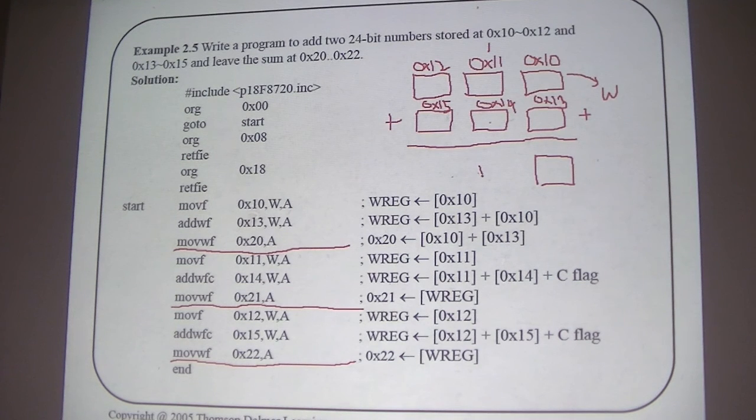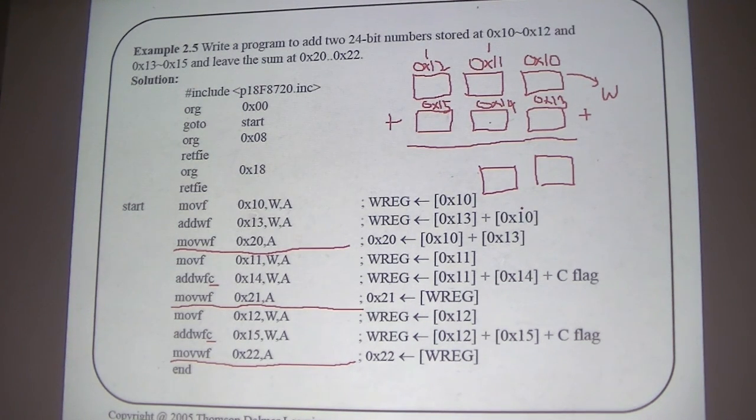Now the same thing also applies here. When you add these two values, there's a possibility of having a carry here as well, right? So for the third one also, you must use add WFC. That's the only difference. Other than that, the rest is the same, and this is ugly. It's okay. Understand?